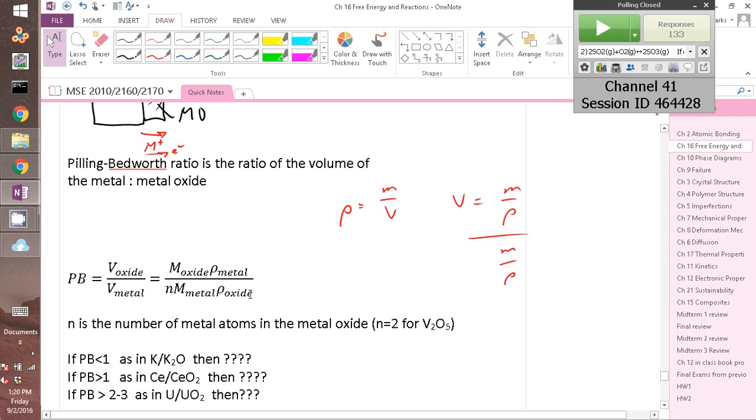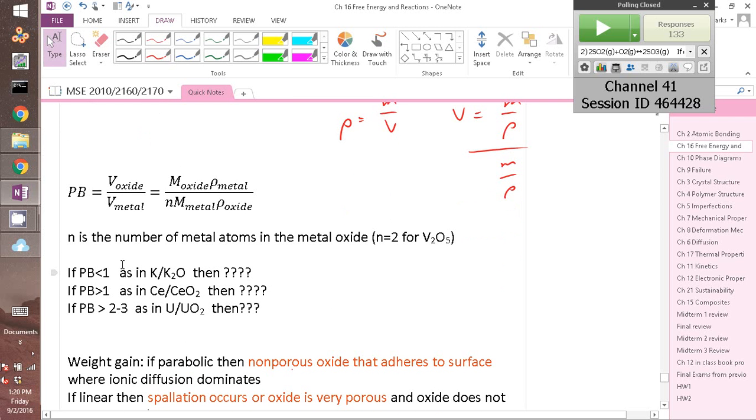Okay? So if the Pilling-Bedworth ratio is less than 1, as in potassium forming potassium oxide, what do we have? I didn't write it down. If it's equal to 1, we know that's easy. It's going to be protected, like alumina. If it's less than 1, what does that tell us? If you take the volume of the oxide divided by the volume of the metal and it's less than 1, what does that coating look like?